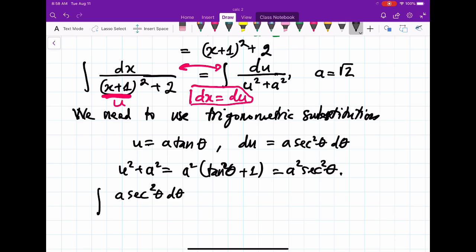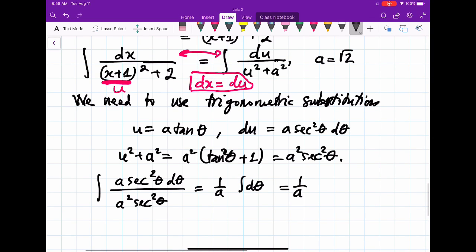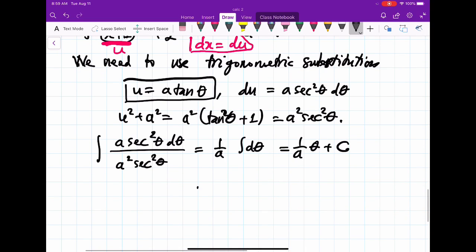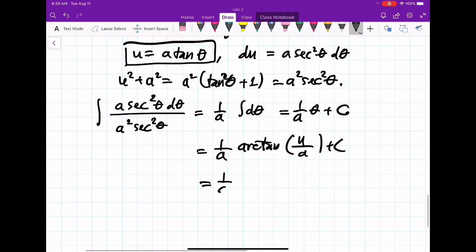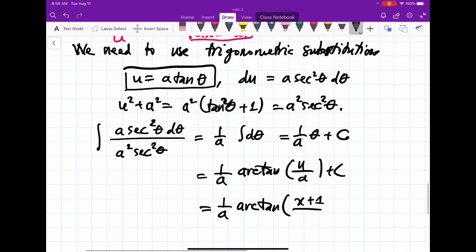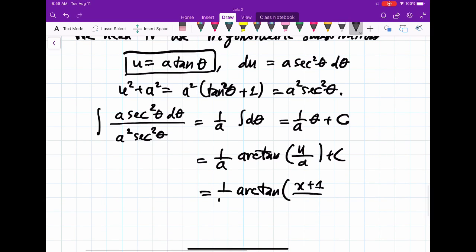Oh my goodness, I think we already know this integral, but that's fine. We already know this integral because we solved it several times. Sorry for this. So this is just 1 over a d theta, and that is 1 over a theta plus c. And from here we can solve for theta. So that is nothing but 1 over a tangent inverse of u over a plus c. And u is x plus 1, and a is square root of 2. So let me write square root of 2 in here, and then plus c.